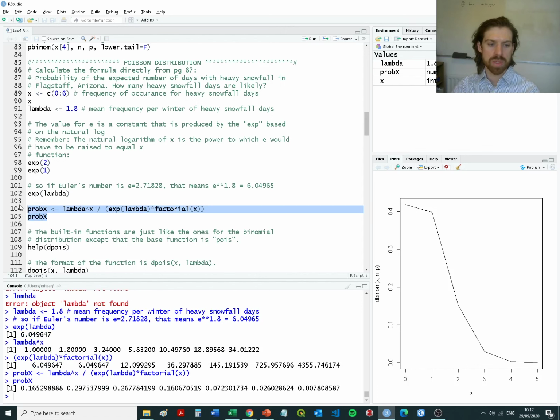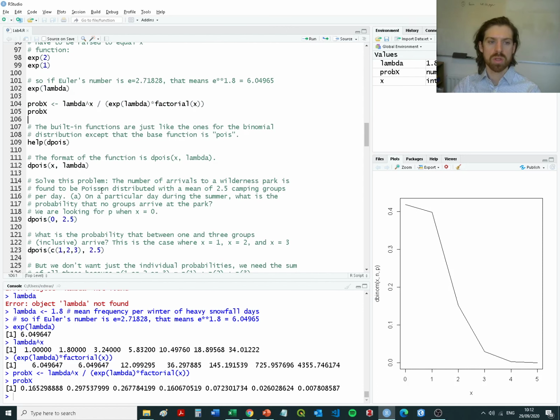And then let's get the probability distribution here, which is 0.16, 0.29, 0.26, 0.16. And this is basically giving you the probability that you would have no snow days, 1 snow day, 2 snow days, 3 snow days, for example, etc., etc.